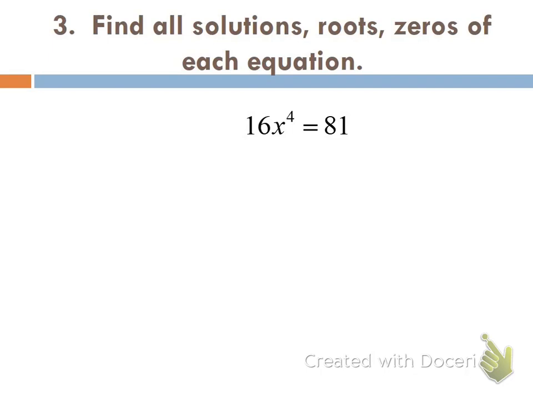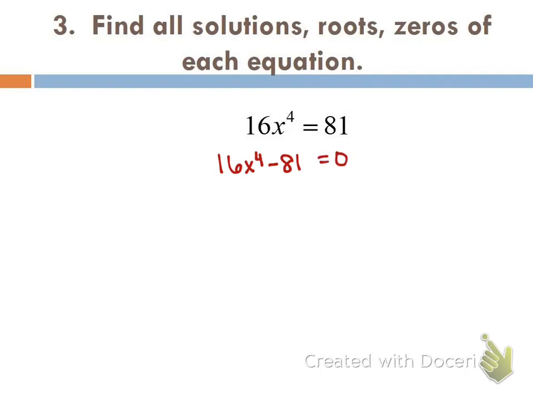Okay. At first glance, you might think that this is a solve by square root problem. We cannot square root this problem because we do not have an x squared term. You cannot square root if you don't have x squared. Because it's x to the 4th, we do have to solve by factoring. So the steps are going to be the same. I'm going to move the 81 over to the left. So 16x to the 4th minus 81 is equal to 0.